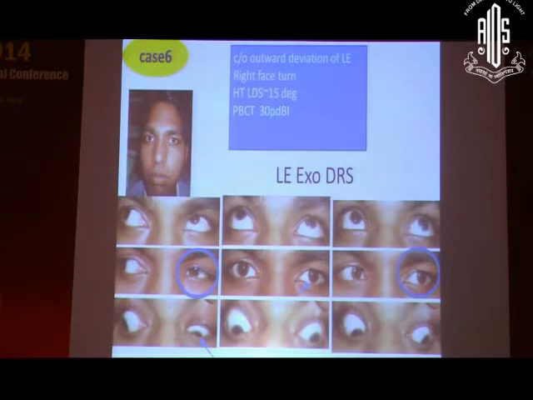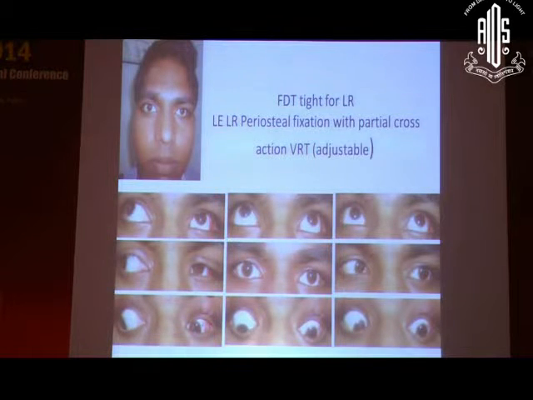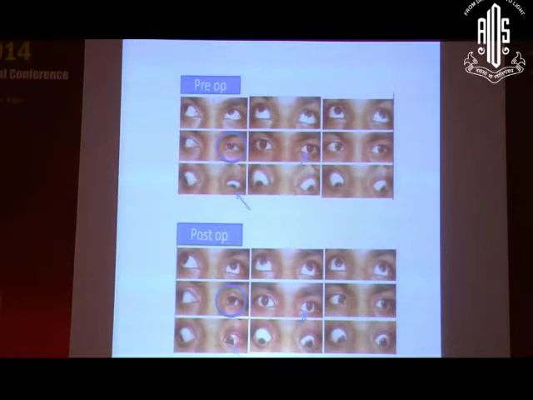This was a case of left eye exo-DRS. He had an exotropia of around 15 degrees in primary position, and there was retraction of the globe on adduction, and also downshoot. So what we chose to do was LR periosteal fixation with the FDT which was tied for the LR. We fixed the lateral rectus to the periosteum, and we did a partial vertical recti transposition with a cross action on an adjustable basis. The patient's exotropia got corrected, retraction improved, and downshoot also improved.